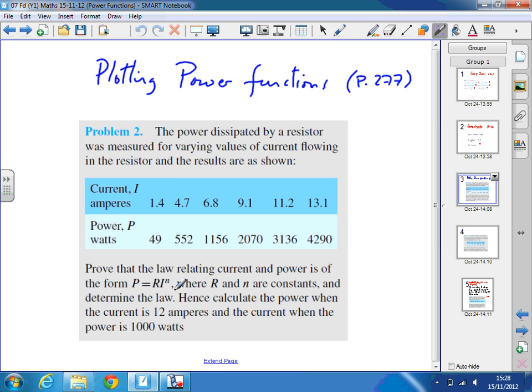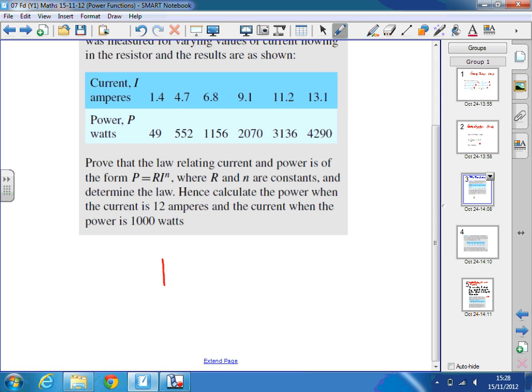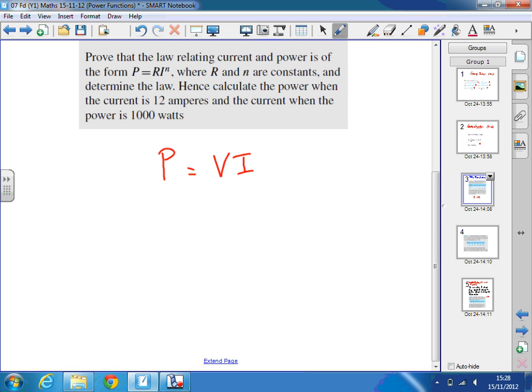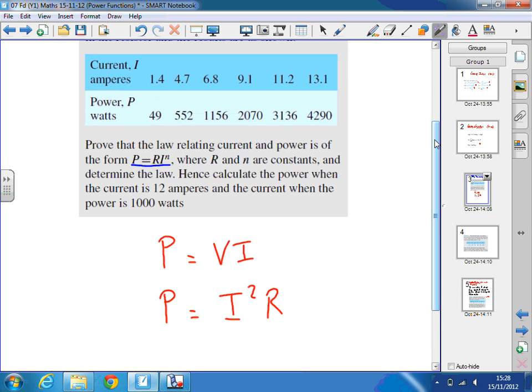And actually you may know the formula that relates power and current for a circuit. What is it? Voltage times current. But what is it to do with the current and resistance? Anyone know? I squared R, right. So actually we're going to prove this law. So we should end up with n equal to 2, and the value we get for R in this little set of results we've got here will end up giving us the resistance of the circuit.